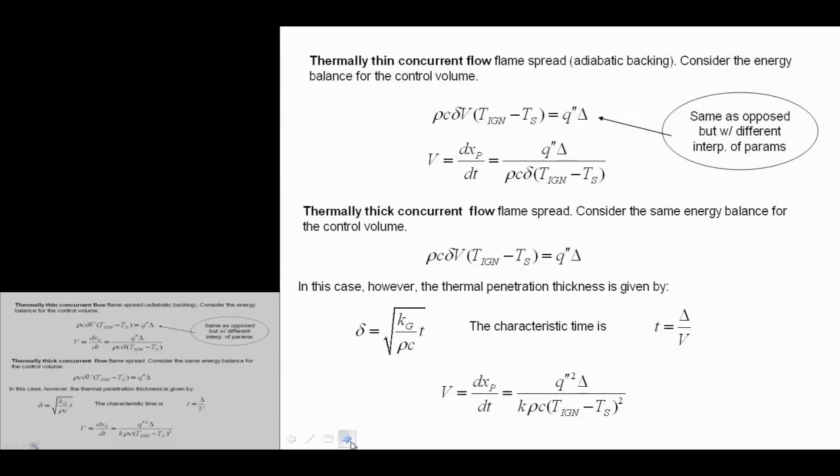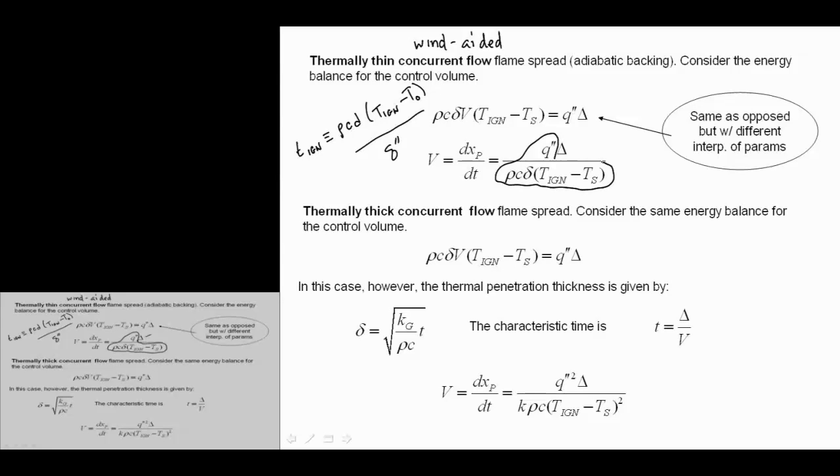All right, so for a thin concurrent or wind-aided problem, we already know what the ignition time is. And so the ignition time, as you recall, for a thin problem, is rho c d, we called it d earlier, times T ignition minus T0, over the heat flux. So here we have the ignition time, and here we have the heating length.